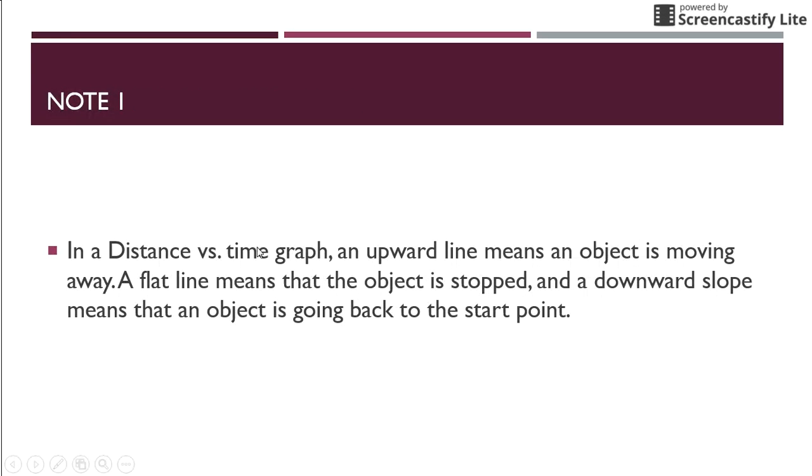Note number 1. In a distance versus time graph, an upward line means that an object is moving away. A flat line means that an object is stopped, and a downward slope means that an object is going back to the start point.